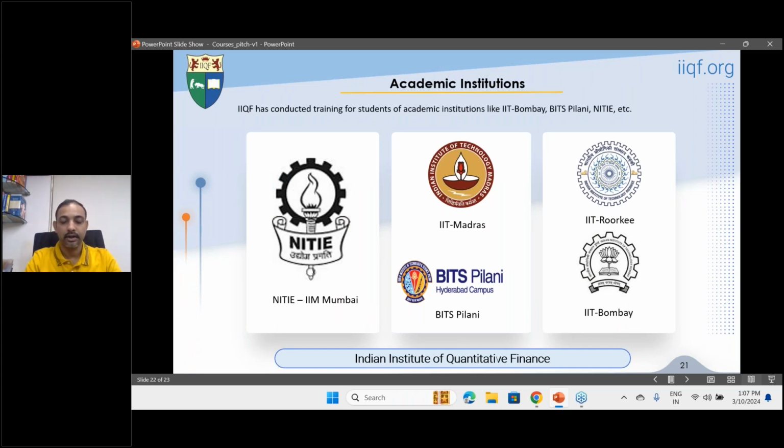As part of our endeavor to promote the quant field, we have worked with different educational institutes as well. To name a few, IIT Madras, IIT Roorkee, BITS Pilani, IIT Bombay, NITI, which is now IIT Mumbai, and many others. Again, this is a small list. Essentially, the endeavor has always been to promote the quant finance field amongst the entire population, both professionals as well as students.